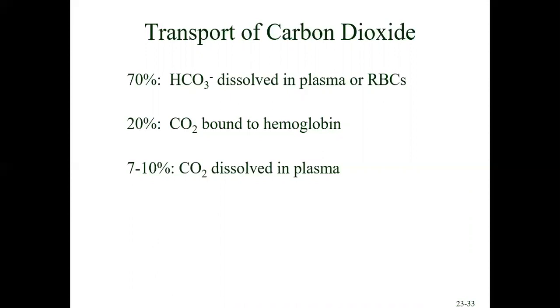It's transported in the bloodstream because that ion dissolves in the plasma, or it's also part of your red blood cells as well. Roughly 20% of the CO2 can bind to the hemoglobin and be transported, and then about 7 to 10% can actually be dissolved directly as a gas. Remember, Henry's law said that CO2 gas can be dissolved much more easily than oxygen, and so 7 to 10% of CO2 is actually dissolved directly in the plasma.